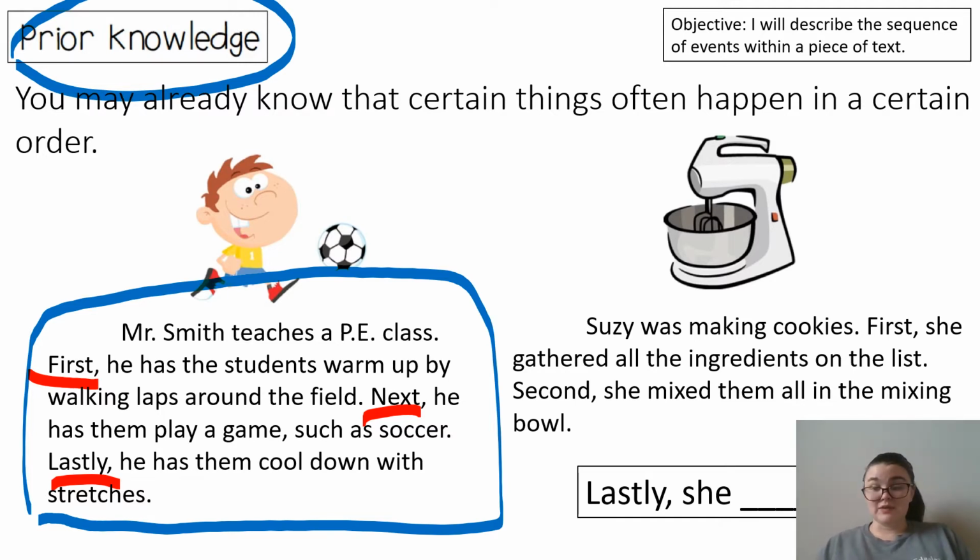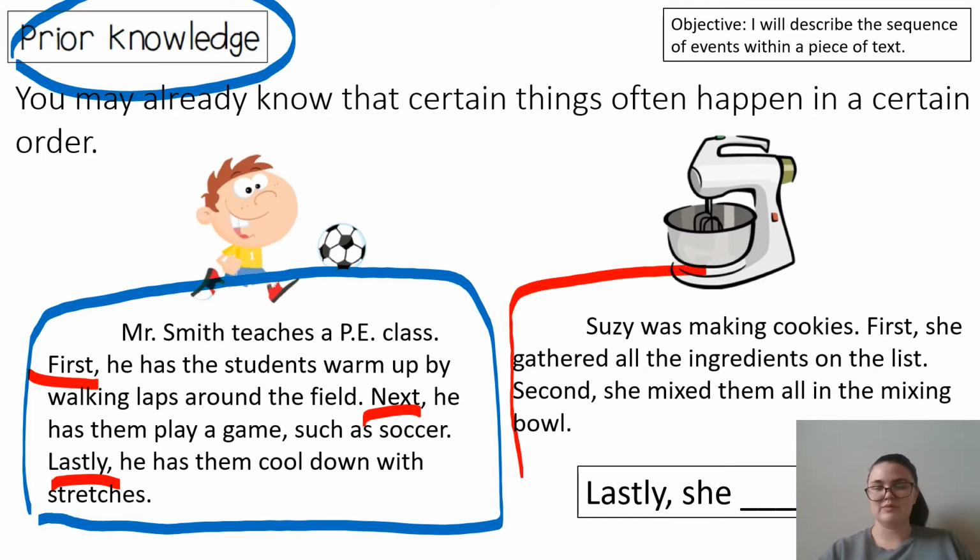It wouldn't make sense for him to have the students cool down at the beginning of their PE lesson, right? First, they would need to do something physical like soccer that would make them tired, and then they would cool down. So it just makes sense that events will happen in an order.